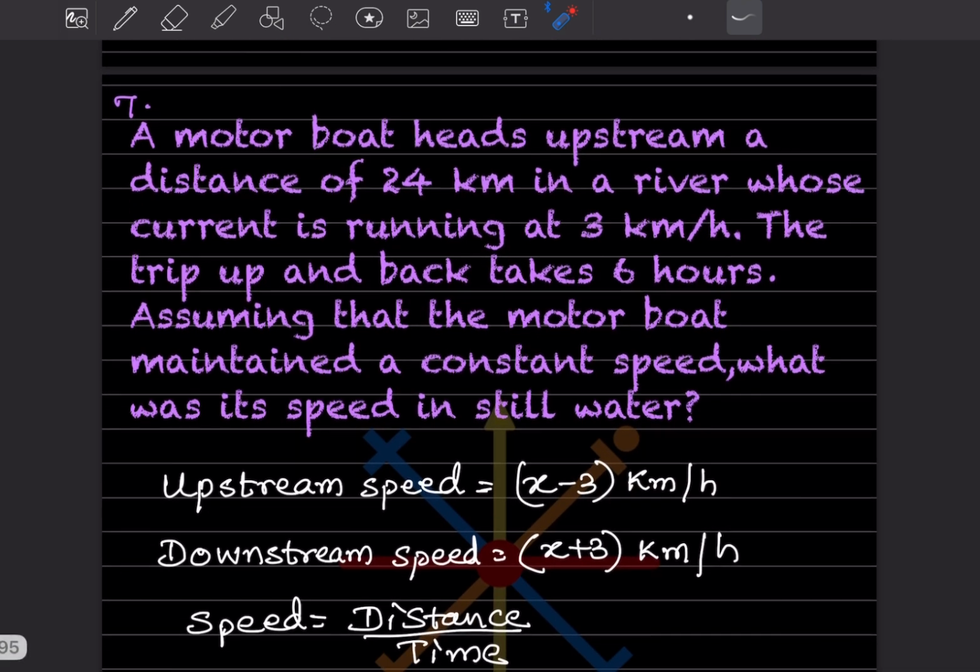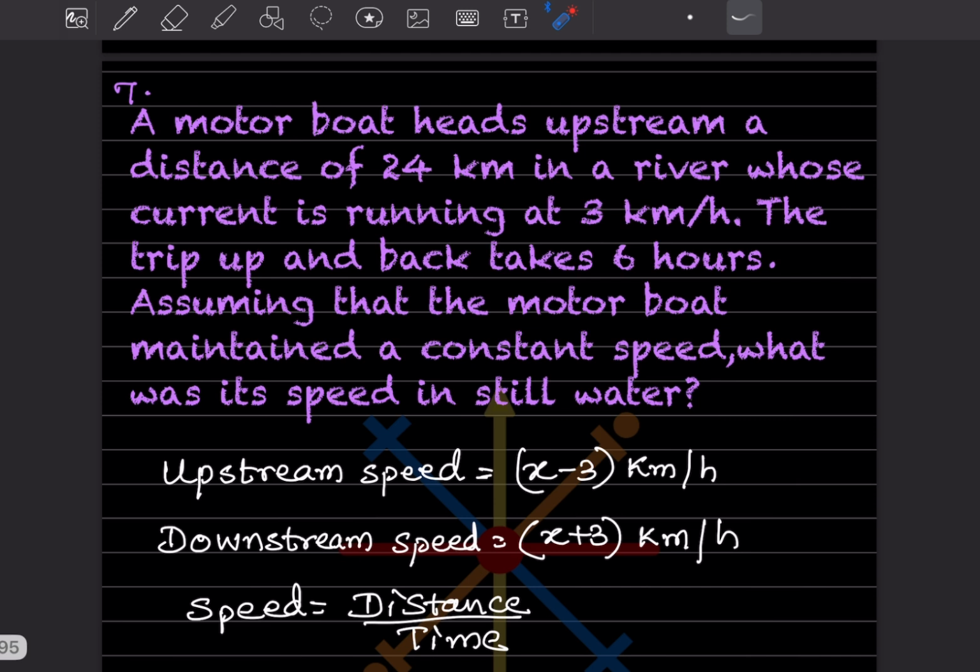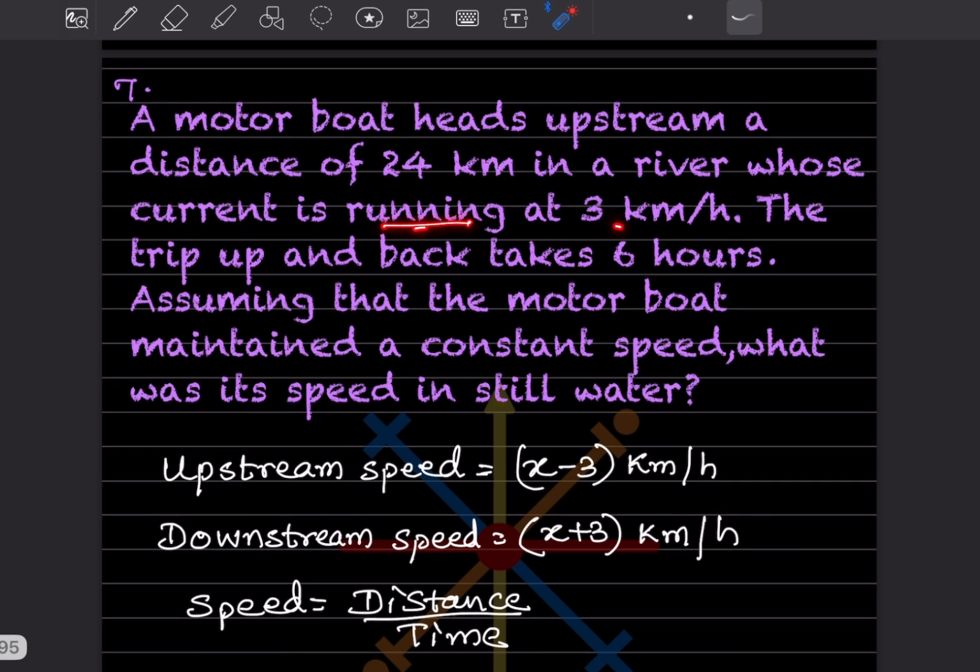A motorboat heads upstream a distance of 24 km in a river whose current is running at 3 km per hour. The trip up and back takes 6 hours. Assuming that the motorboat maintained a constant speed, what was its speed in still water? So we have to consider the upstream and the downstream. Whenever there is upstream, since the current is given as 3 km per hour, we can consider this as x minus 3 km per hour. And downstream means you have to consider x plus 3 km per hour.